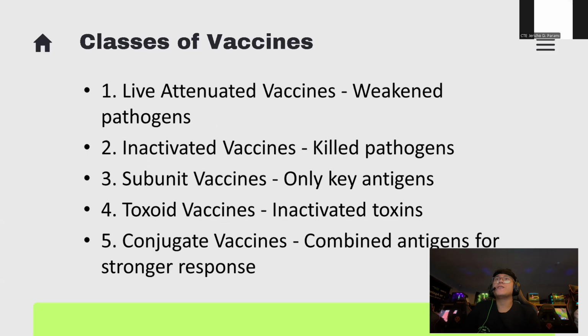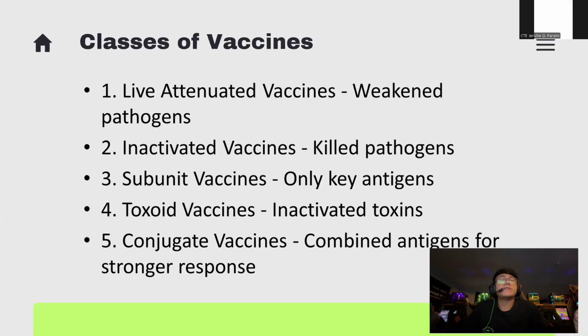So we have classes of vaccines, and we're nearly done with the topic. We'll be talking about several types of vaccine, each designed for specific pathogens and immune responses. We have one, the live attenuated vaccines, or weakened pathogens. These contain weakened forms of the pathogen. They provide a strong, long-lasting immunity but may not be suitable for immunocompromised individuals. Examples include MMR for measles, mumps, and rubella, and varicella vaccines. So these are live attenuated vaccines.